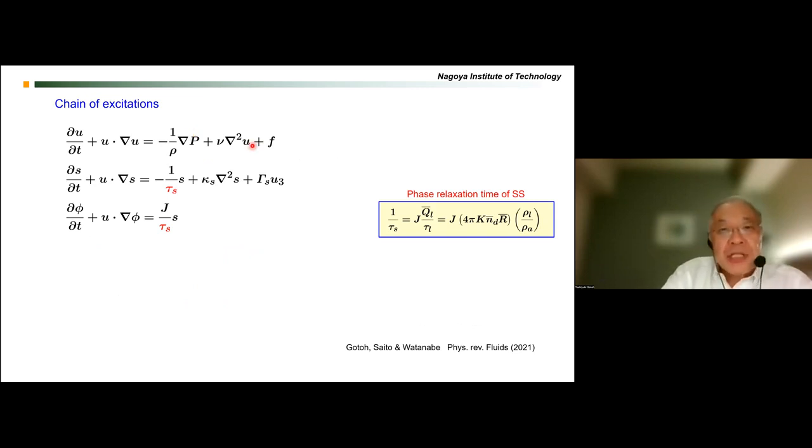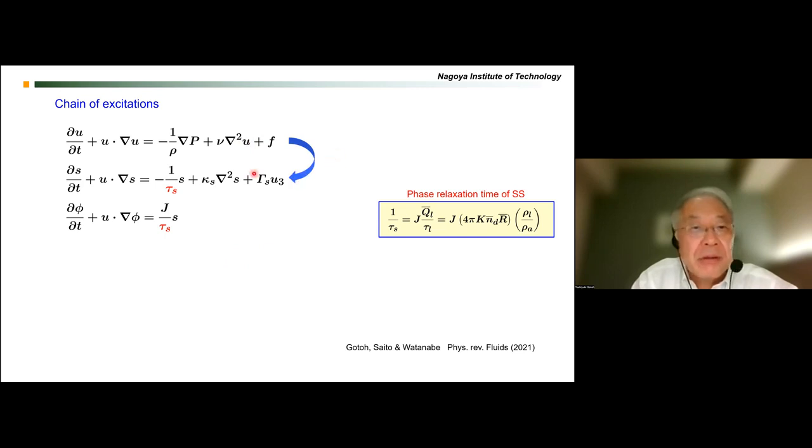Now, our set of the equation is as follows. The velocity turbulence field is excited by random force, and U excites the supersaturation, and supersaturation excites phi. So this consists of a chain of excitation. However, for simplicity, in the following, we consider only the spectra of this equation of supersaturation. We assume that the turbulence field is homogeneous isotropic for simplicity.